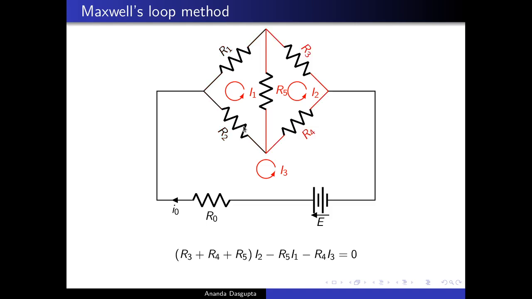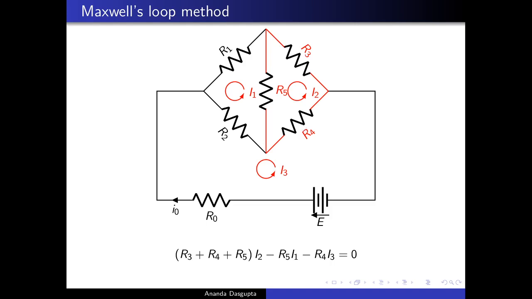I'm just writing down the loop directly now. There are three resistances in the loop, R3, R4 and R5. So R3 plus R4 plus R5 into I2. Total resistance in the loop minus the adjoining ones, R5, R1. R5, I1 adjoins this loop through this branch and I3 adjoins this loop here. So minus R4, I3. And that's equal to 0, no batteries.